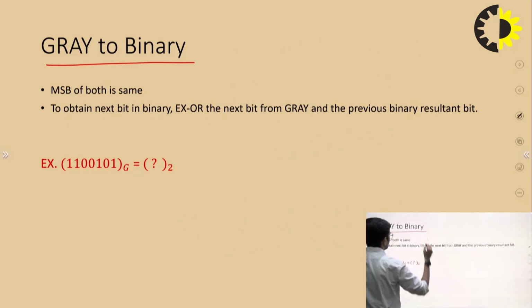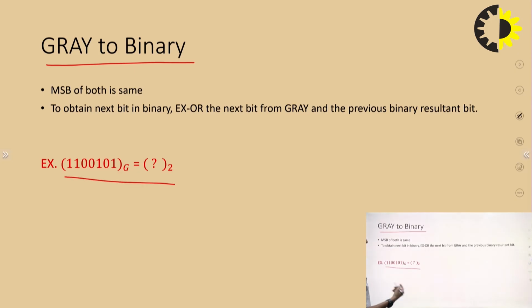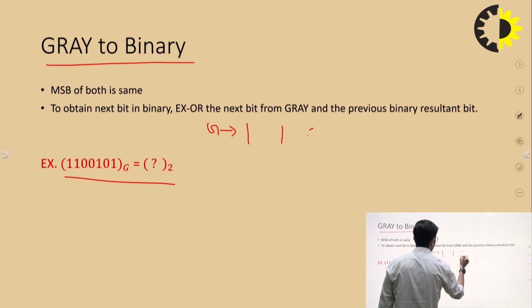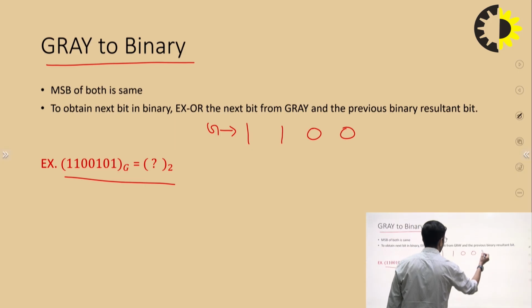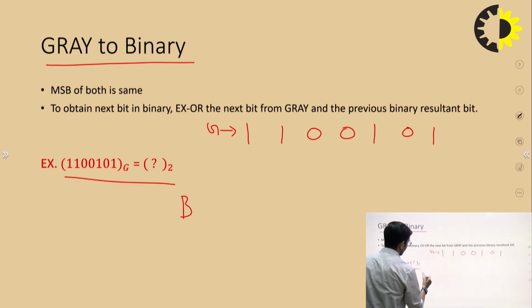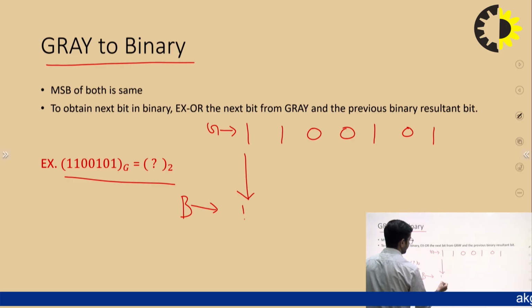Next is gray to binary. Earlier we have seen how we convert binary to gray. Now in this case we will consider the gray code and we want to convert it into a binary. So our gray code is given as 11000101. Then how can we convert it into a binary? For that, the first bit should be the same as in the case of binary to gray. The MSB bit should be the same. So this is our MSB bit.